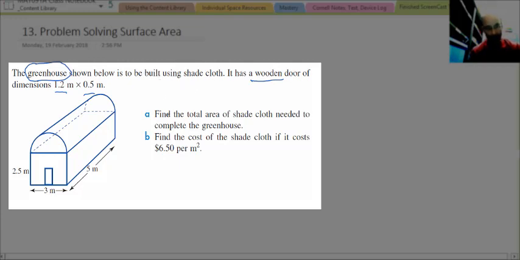Okay, so let's go through our problem solving processes. We have to do two things in this problem. We have to find the total area of shade cloth needed to completely cover the greenhouse, and we have to find the cost of the shade cloth, and the unit cost is $6.50 per square meter. So remember, today we're doing surface area. We've been doing some work on volume lately. This is surface area.